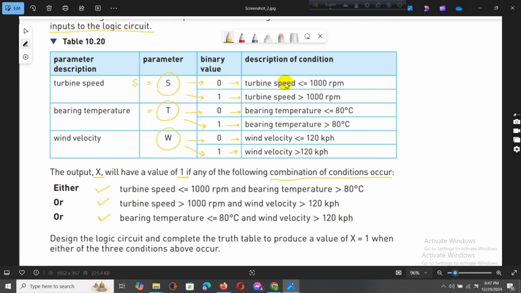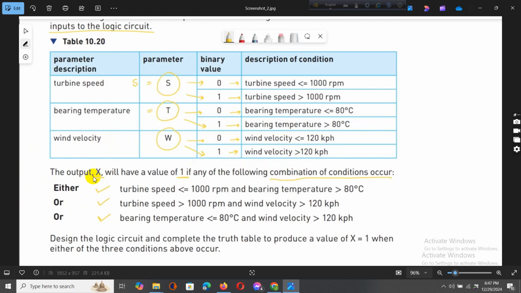If turbine speed is less than or equal to 1000, then it is 0. If turbine speed is greater than 1000, then the binary value is 1. If bearing temperature is less than or equal to 80 degrees centigrade, then the input value is 0. If bearing temperature is greater than 80 degrees centigrade, the input is 1. If wind velocity is less than or equal to 120, then your input is 0. If wind velocity is greater than 120, your input is 1.